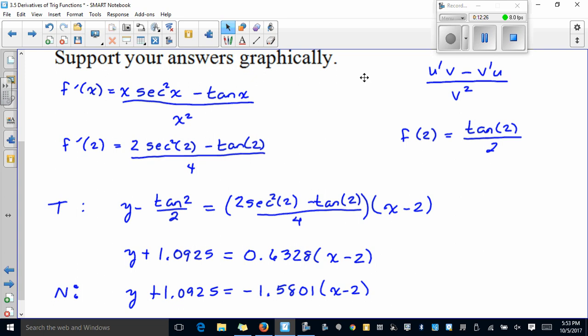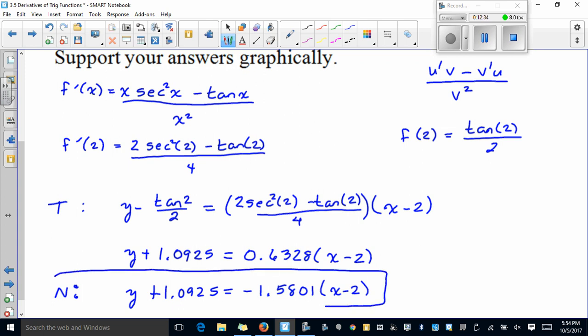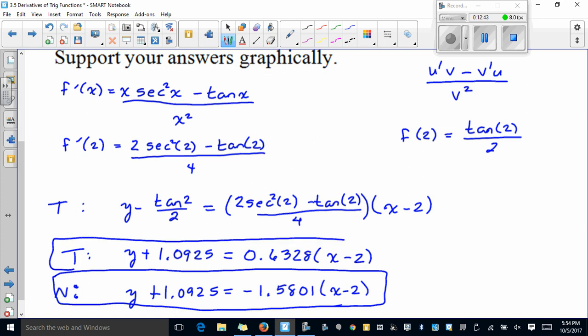There you are. Okay, so here's my tangent line. I'm sorry, my normal line. And then this one here is my tangent line. Now keep in mind again, you don't have a calculator. This one's perfectly acceptable. Everything's in there the way it's supposed to be.